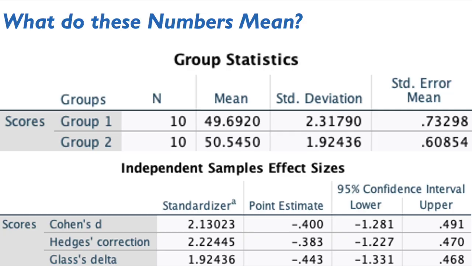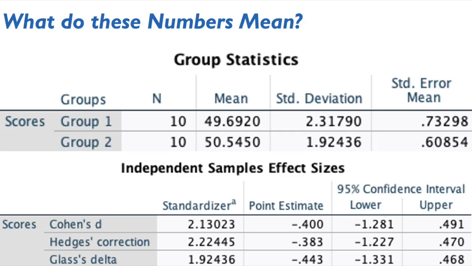Moving on to the bottom table, the independent samples effect sizes, we have three different effect sizes that we're going to be looking at. The first one is reported as 0.400, and this means that it's a small effect size, which suggests a small difference between group 1 and group 2, with group 2 performing slightly better.